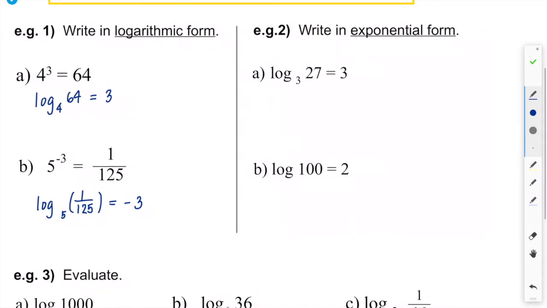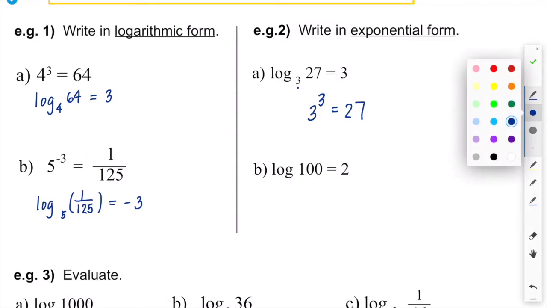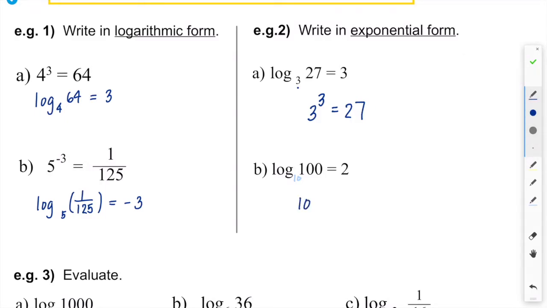Okay, example 2. Take a look at the two questions. Can you think of what they look like in your head? All right, so let's start with the base 3 here. So 3 to the power of 3 equals 27. My 3 is a little big there, but that's all right. Now, what about log of 100 equals 2? When we don't write down the base, we assume that this is base 10. So now we have 10 squared equals 100. Okay.